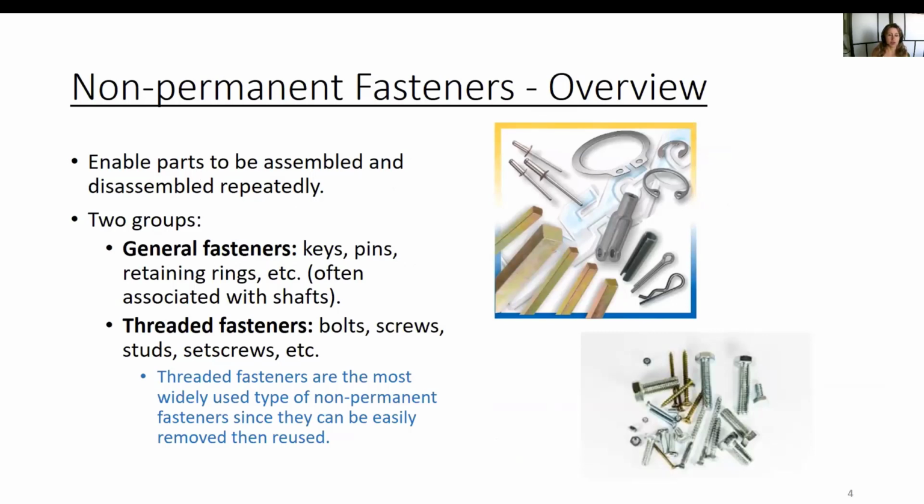There are two groups. General fasteners include keys, pins, retaining rings, etc. These are things that are often used with shafts, and we've studied them previously. And then threaded fasteners: bolts, screws, studs, set screws, etc. Threaded fasteners are the most widely used type of non-permanent fasteners since they can be easily removed, then reused. Not all parts of a threaded fastener can be reused though, and we'll talk about that later.